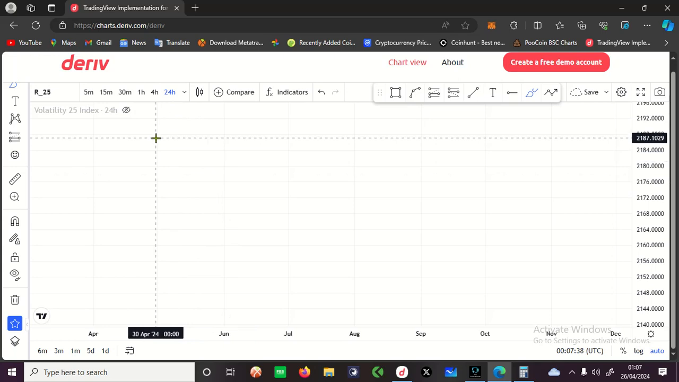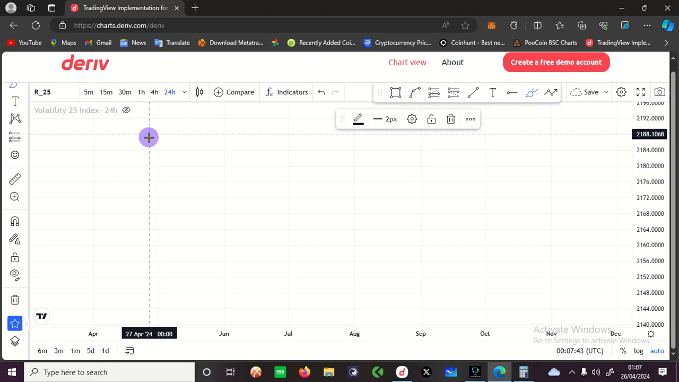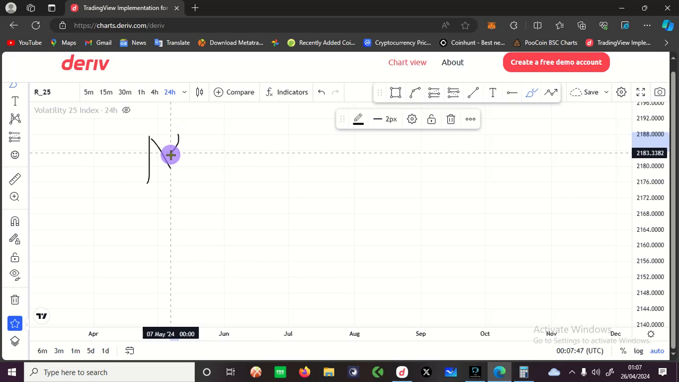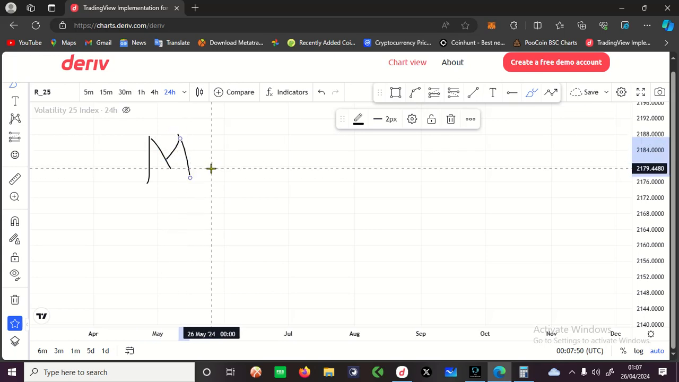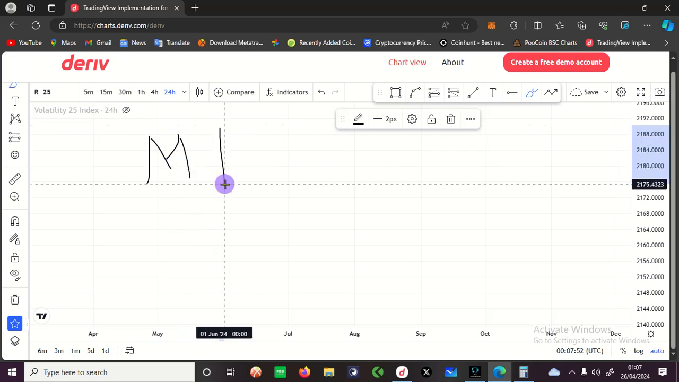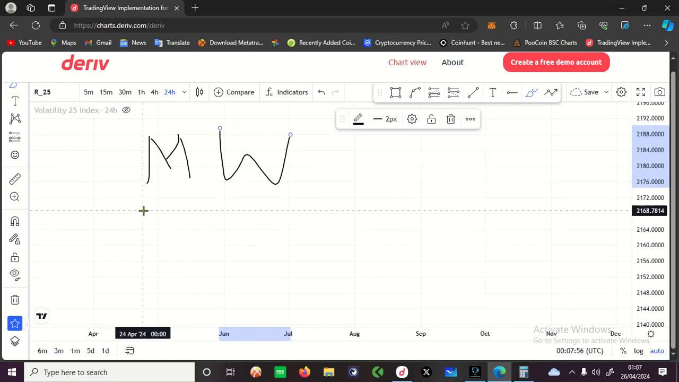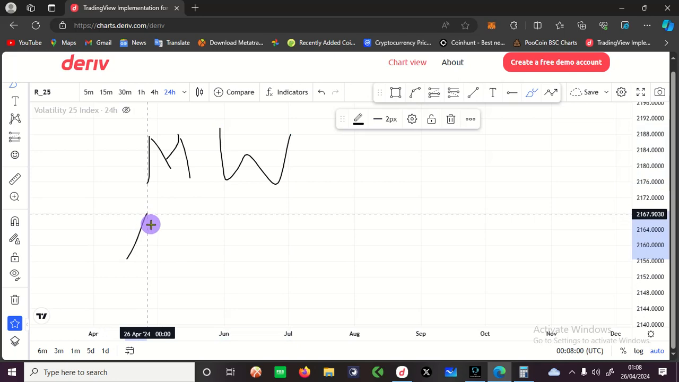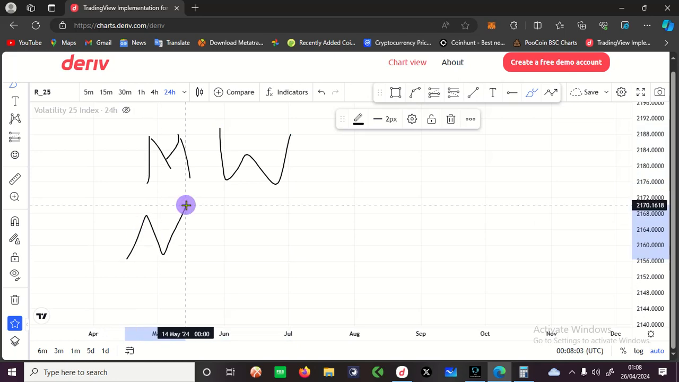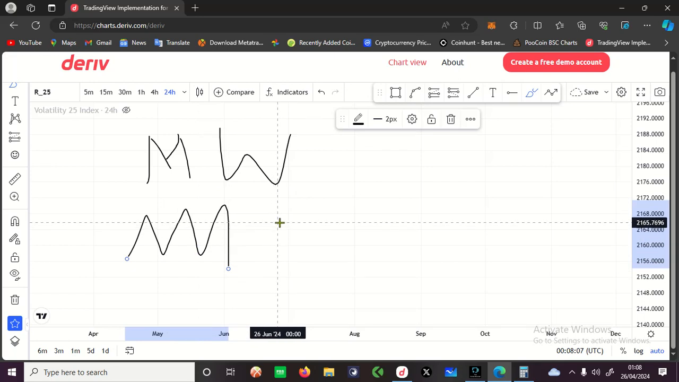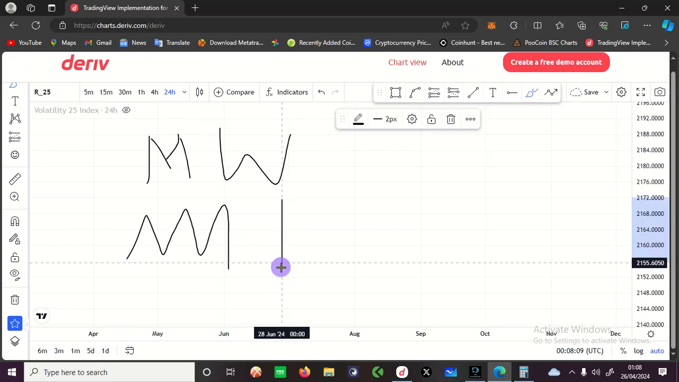So the first one is the M pattern. I'm sorry, I don't know how to draw. This one is the M pattern, and the second one is the W pattern. Then the third one is head and shoulder. The fourth one is inverse head and shoulder.